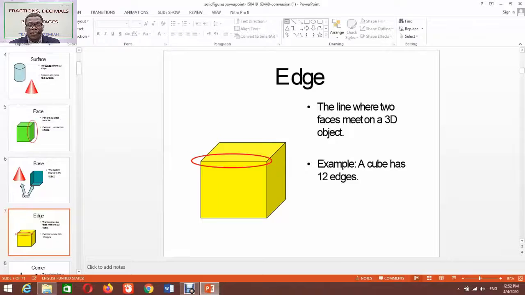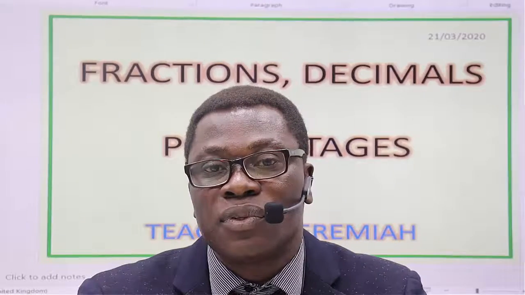Then we'll look at the edge. The edge is the line where 2 faces meet on a 3D object. Example: a cube has 12 edges.